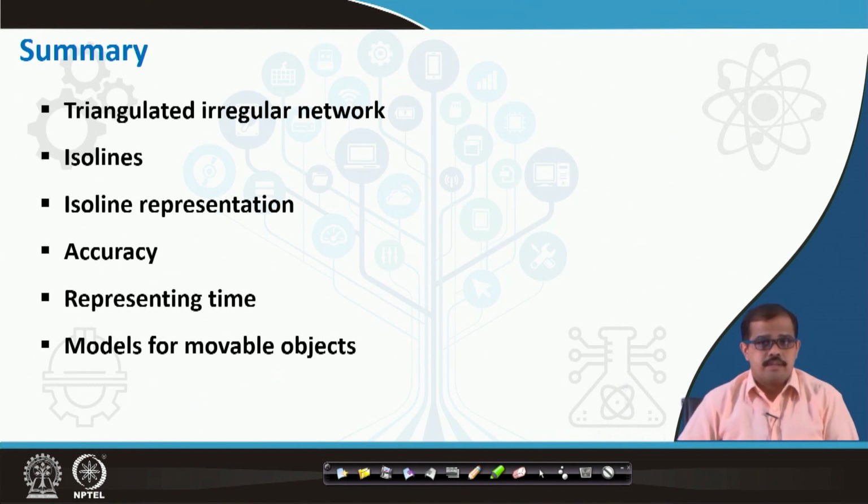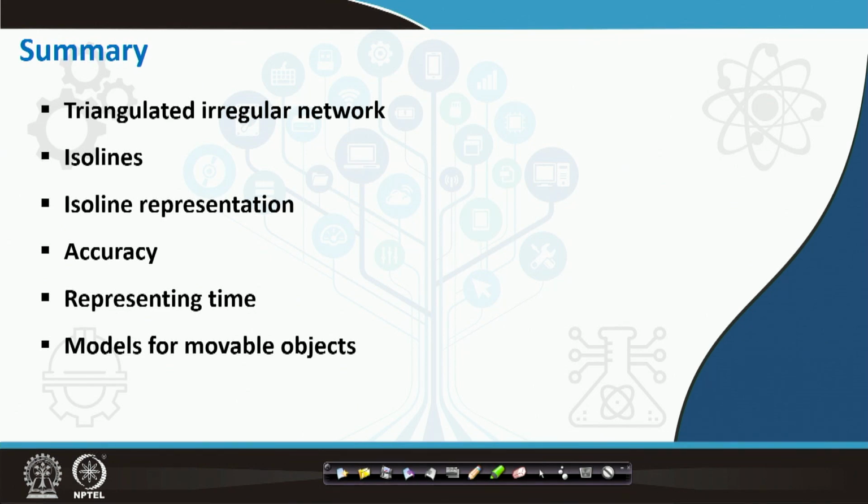So, coming to the summary of today's class, we first started with the triangulated irregular network, wherein we looked at how TIN models are built. There are two ways of building a TIN model. The first is the distance spaced method, then we also looked at the triangulated method. Those are the two very basic methods of how a TIN model is built. We looked at the advantages of the different models, and I also gave you an example of how these models are built.